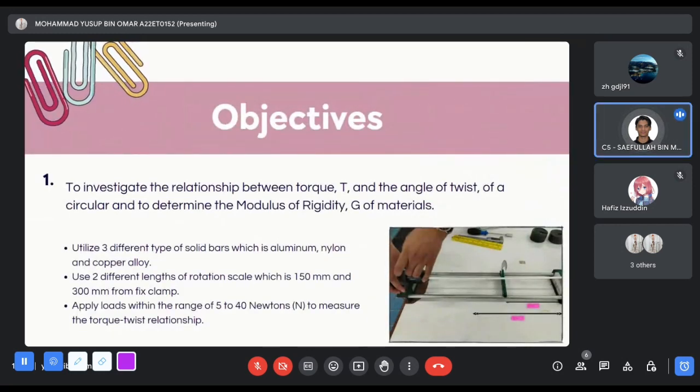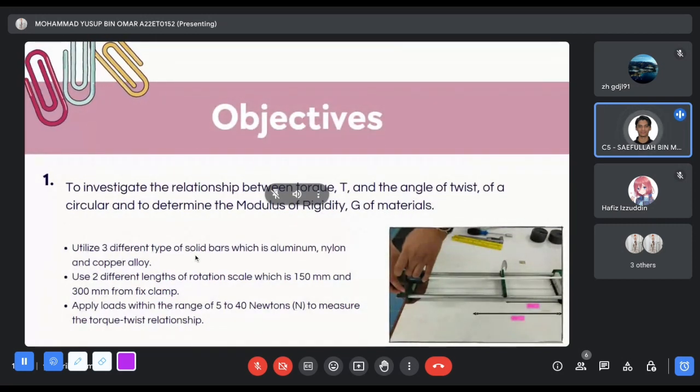So this is the objective. In our experiment, we want to investigate the relationship between torque, which is T, and the angle of twist of a circular bar, and to determine the modulus of rigidity, which is G, of the materials.